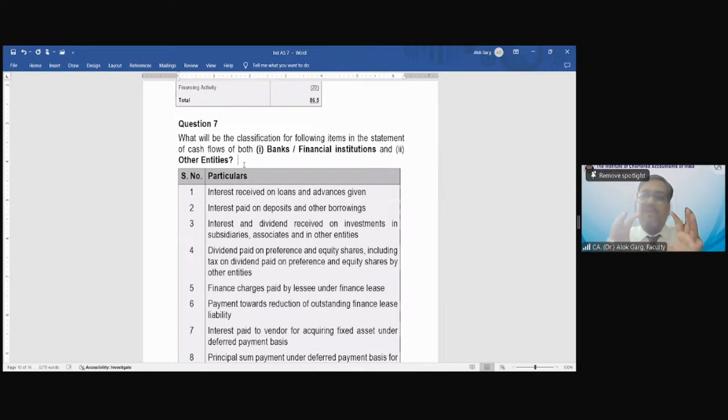So for banks and financial institutions, interest paid is an operating activity. But for normal entities, interest paid is a financing activity.